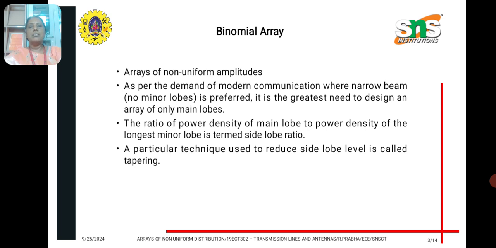A binomial array is nothing but an array of non-uniform amplitude. As per the demand of modern communication, where a narrow beam, that is, no minor lobes, is preferred, there is a great need to design an array with only main lobes, because the side lobe represents power wastage in unwanted directions. The ratio of power density of the main lobe to the power density of the longest minor lobe is termed the side lobe ratio. The particular technique used to reduce side lobe level is called tapering.